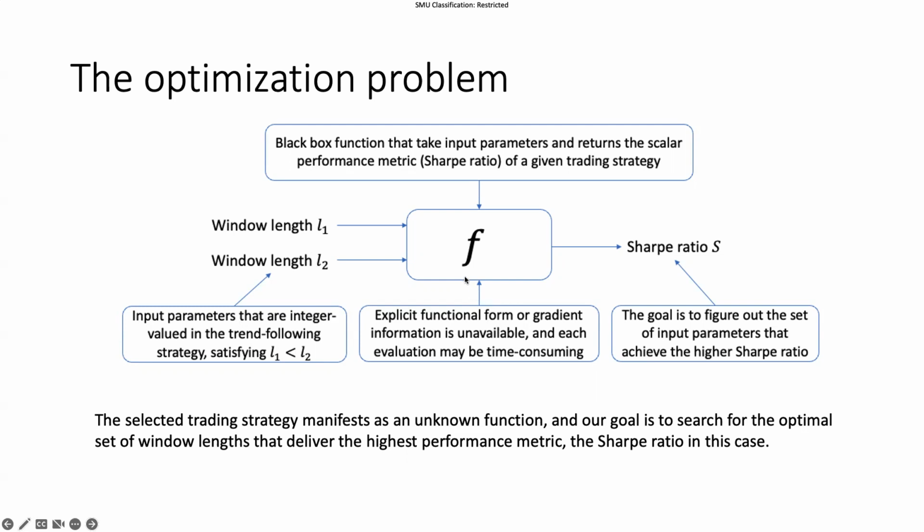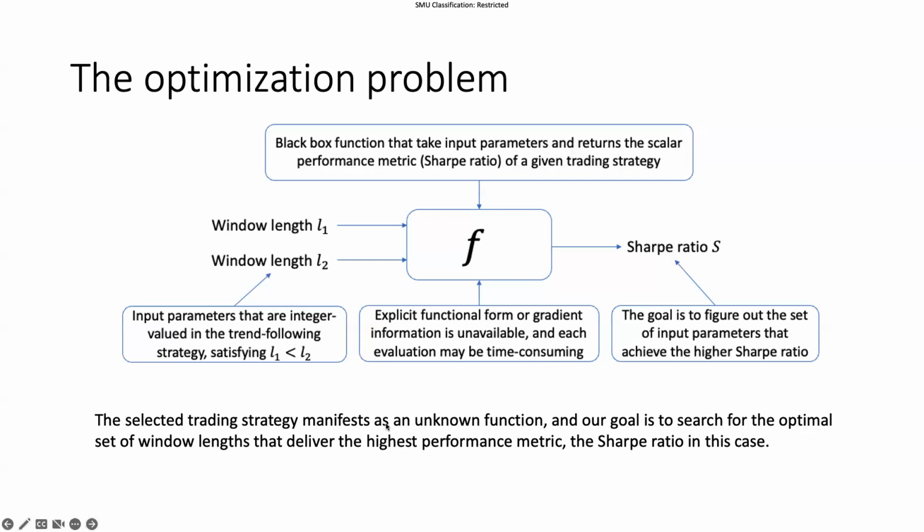Remember that when there's an explicit form, that makes it much easier to do mathematical analysis. But in this case, we do not have any information about the form of the black box function. Again, our goal is to figure out the set of input parameters that achieve the higher Sharpe ratio. By the way, gradient information is important because usually in machine learning, especially in deep neural networks, we use gradients to do optimization. But now since gradient is not available, we cannot use the gradient descent algorithm.